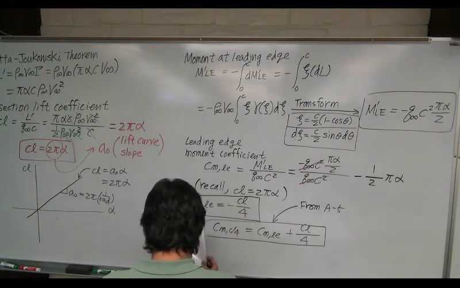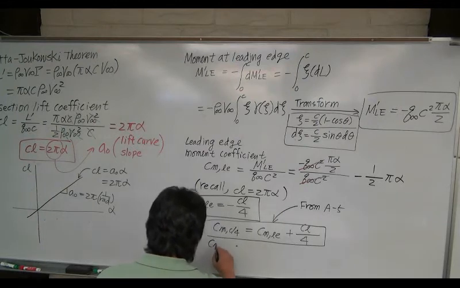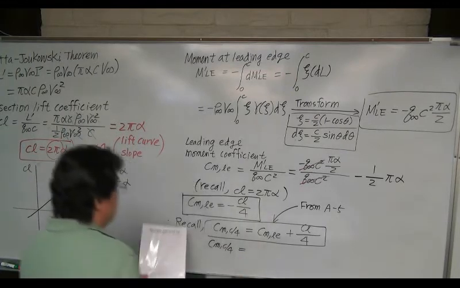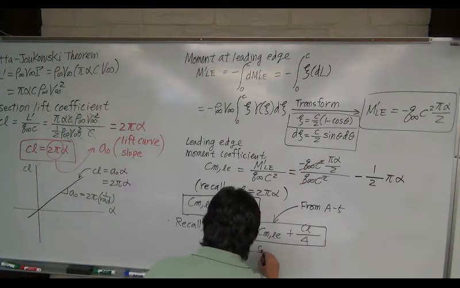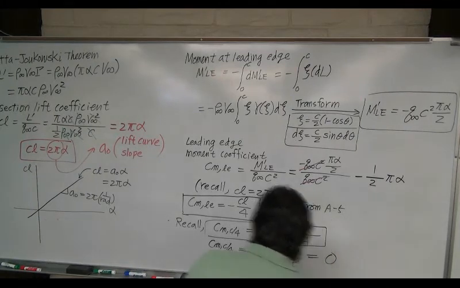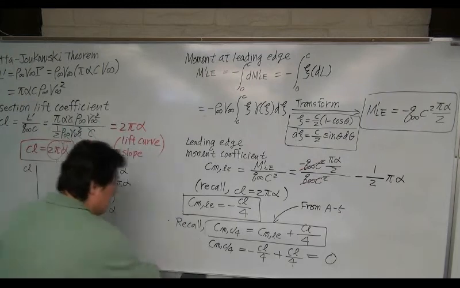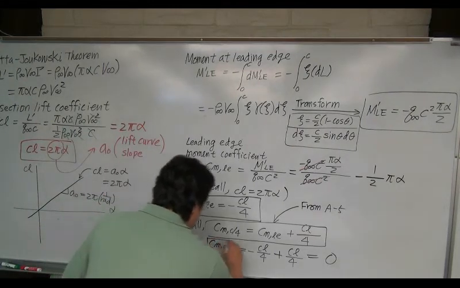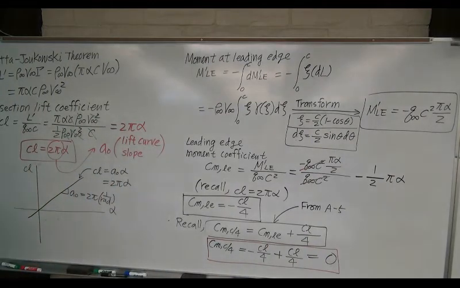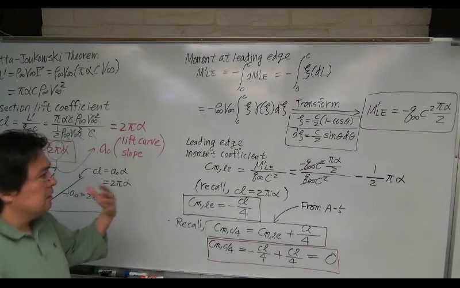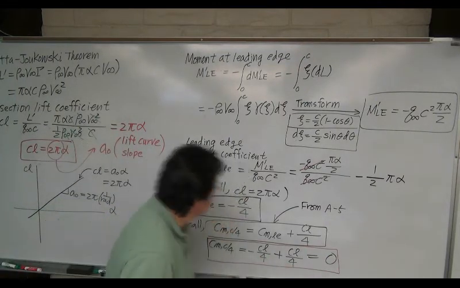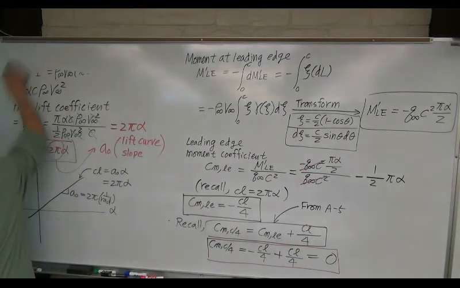So obviously, Cm quarter-chord is CMLE, which is minus CL over 4 plus, oh wait, CL over 4, what's that? 0. Oh, okay. So, wait a minute. This implies a kind of interesting thing. We are talking about the thin symmetric airfoil, where the moment coefficient at the quarter-chord is 0. This means two things.